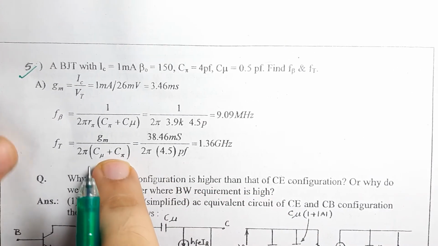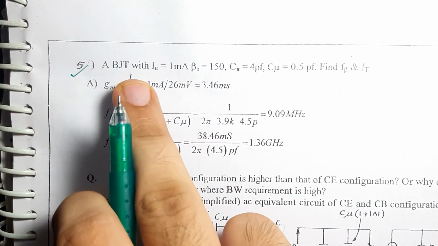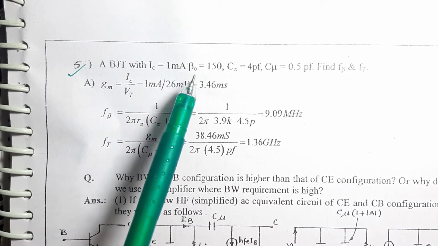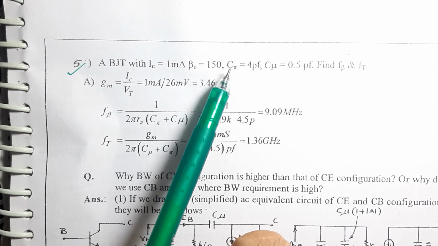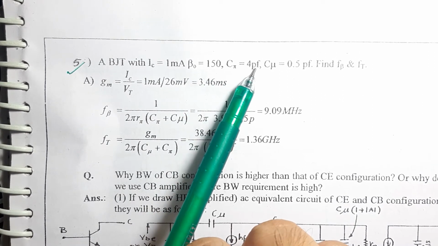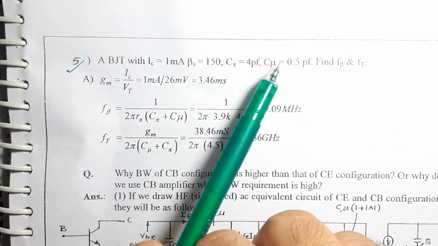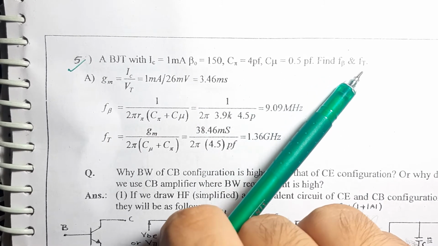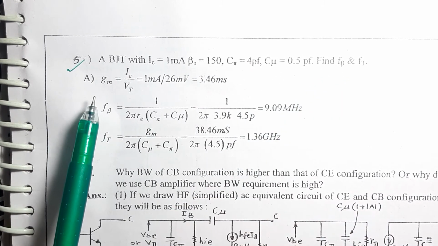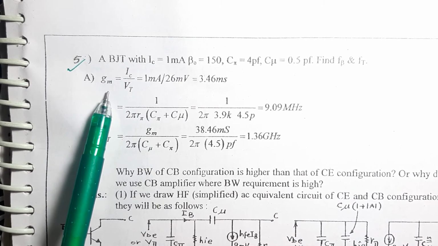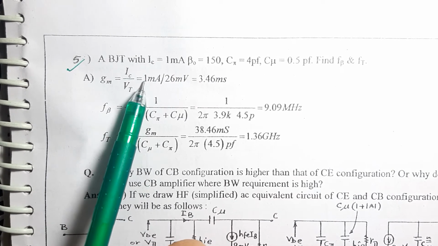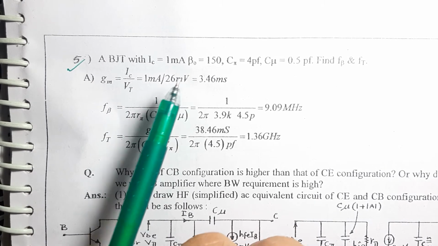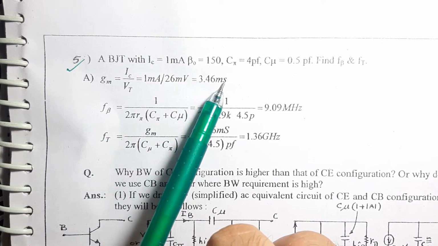Now over here you have been given a BJT with IC equal to 1 milliamp, beta 0 equal to 150, C pi equal to 4 picofarad, and C mu equal to 0.5 picofarad. We need to find f beta and fT over here. So your gm, first of all, is given as IC upon VT, which is equal to 1 milliamp upon 26 millivolt, which is equal to 38.46 millisiemens over here.